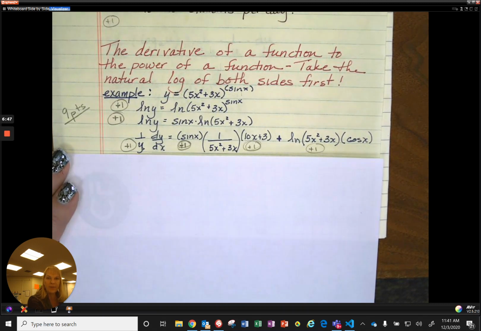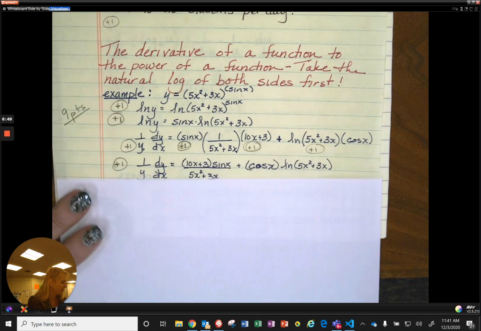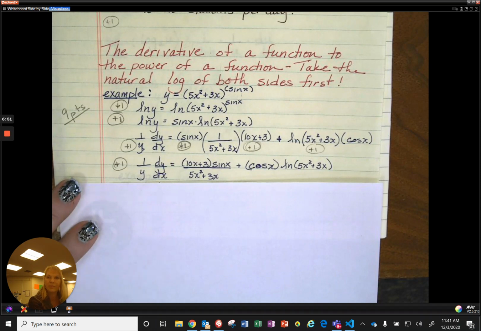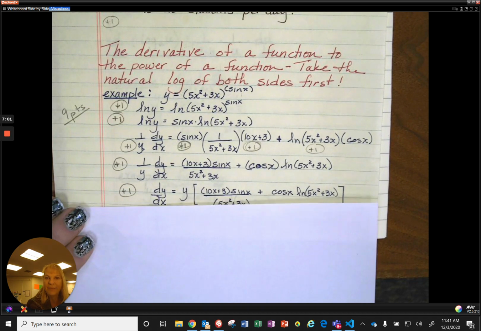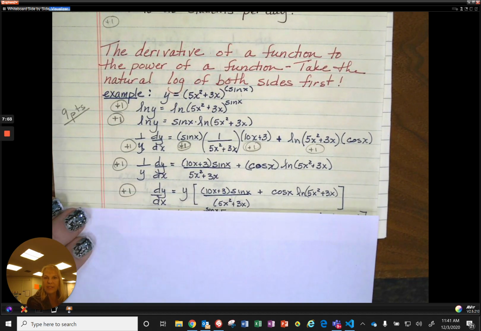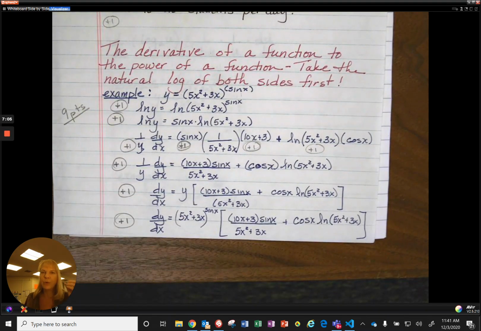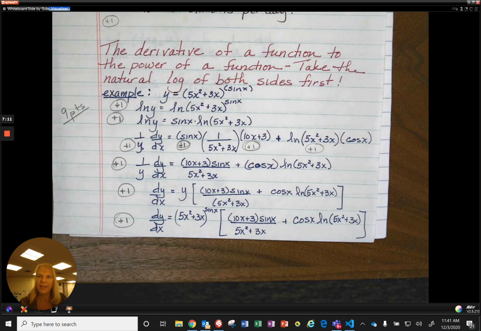Now, let's simplify that. It doesn't simplify much more than that at all. I'm going to multiply y to the other side. But the final step everyone seems to forget, and that's where I have to take the original function right back here at the beginning and replace that in place of y. It's a 9-point test question.